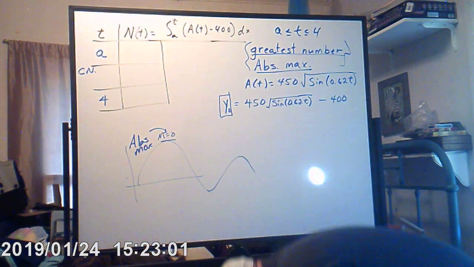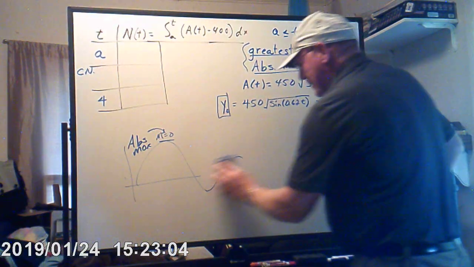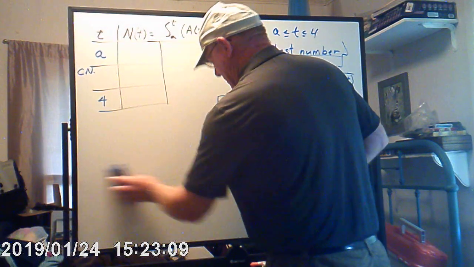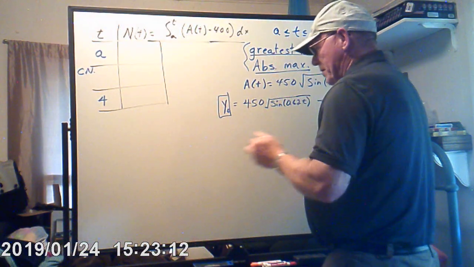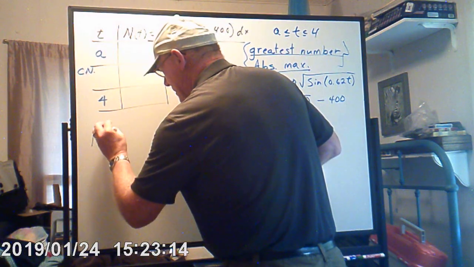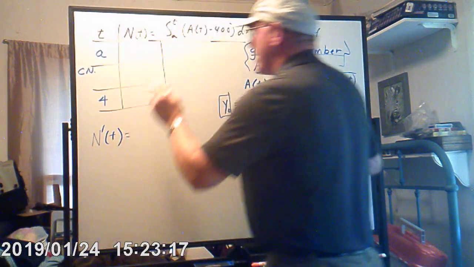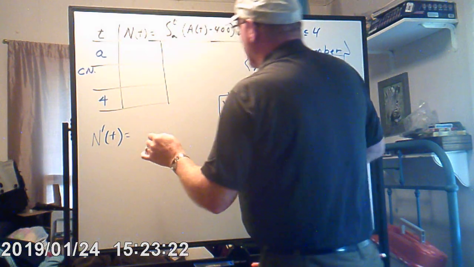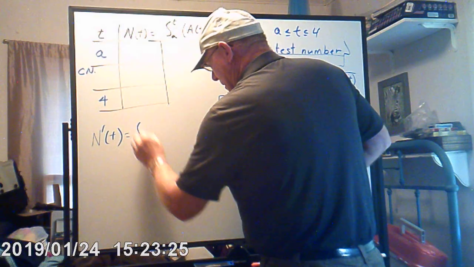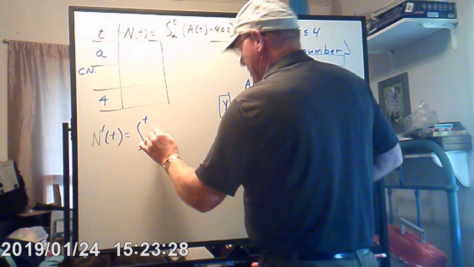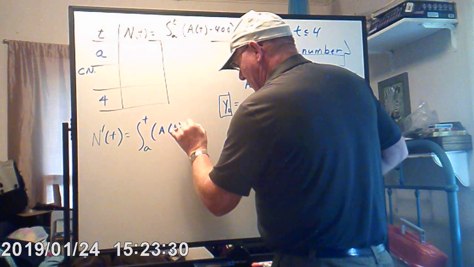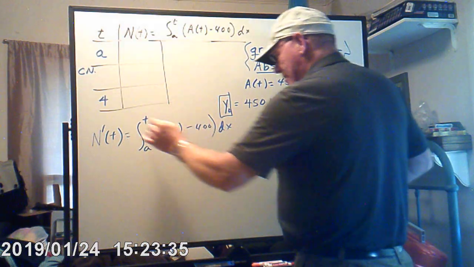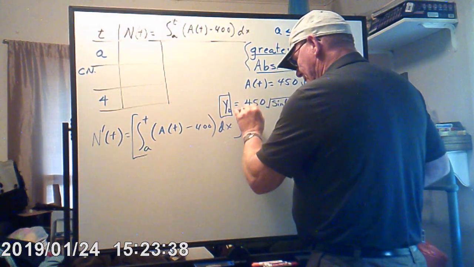So absolute max means I take the derivative. You have to be able to interpret that. I'm taking the derivative of this. So this is what we're doing here. N prime at t is equal to, really all that does is just remove this, doesn't it? So really you're saying from a to t, I'm just going to go ahead and go through it anyway. dx, and we're taking the derivative of that.